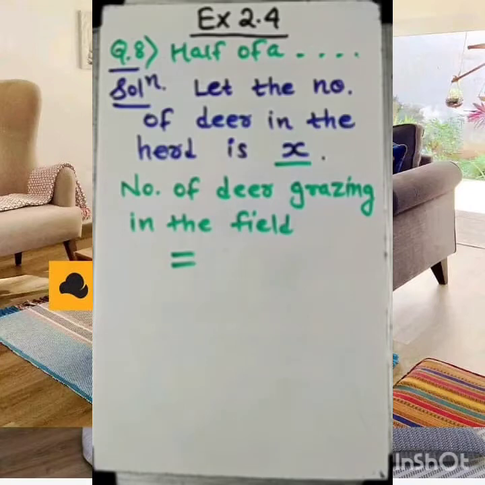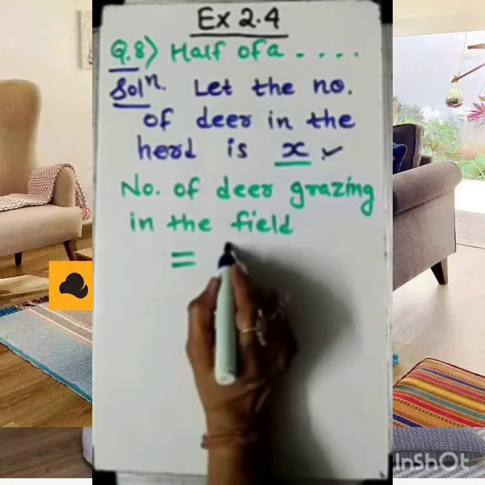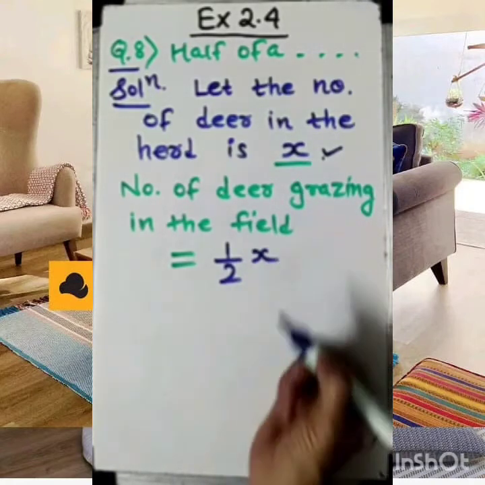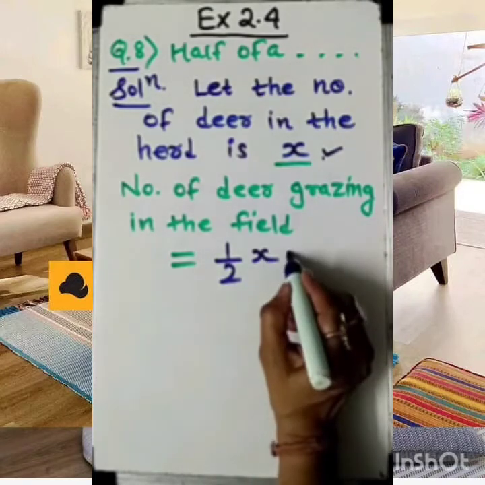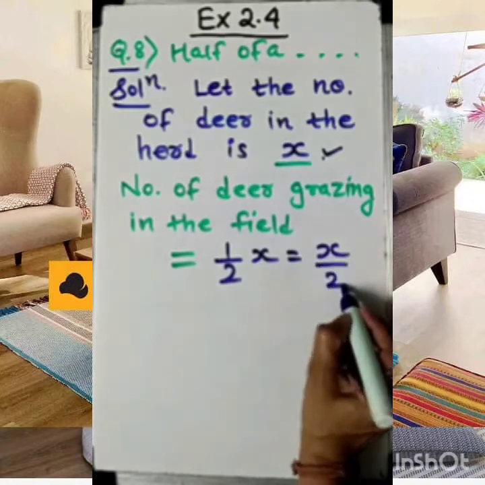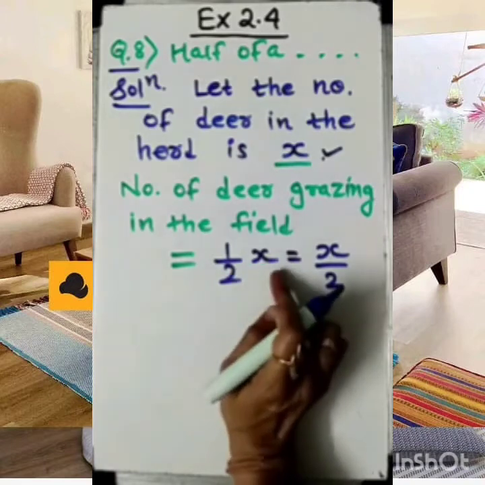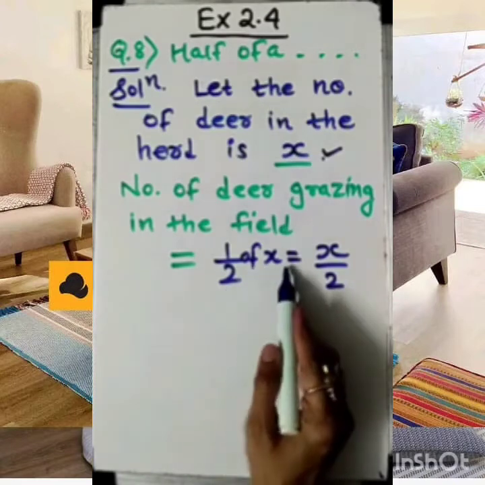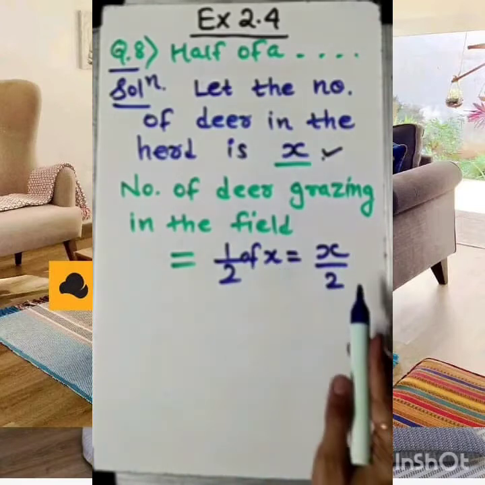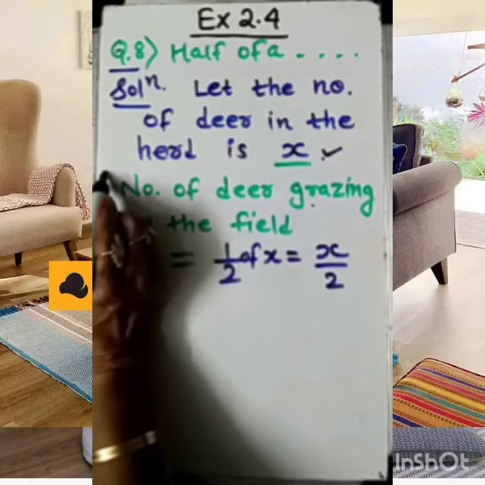Number of deer grazing in the field. As we know, the number of deer is half of the herd. For the full herd we have assumed X. So half of the herd is 1 by 2 of x. We can write it in x by 2 form also. 1/2 into x, half of x, it means x by 2. This is the first type of deer, those who are grazing in the field. Let me call it the first point.